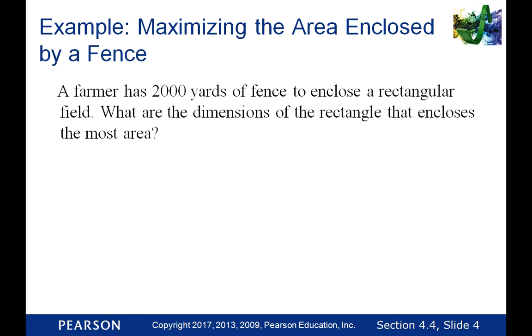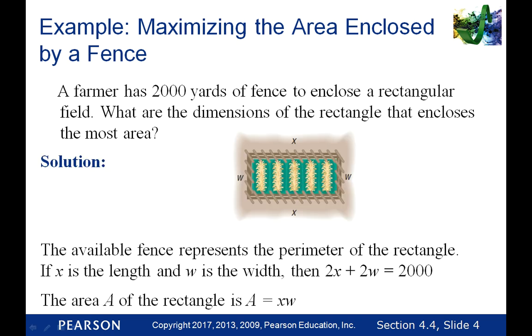I've got a better drawing here in the PowerPoint. Let me pull that up. There we go. I'll put x up here and w's on the side. Doesn't matter. Okay. Available fence. So we got a fence. Evidently we've got corn in there. Perimeter of the rectangle is the key. The perimeter is how much fencing we have.